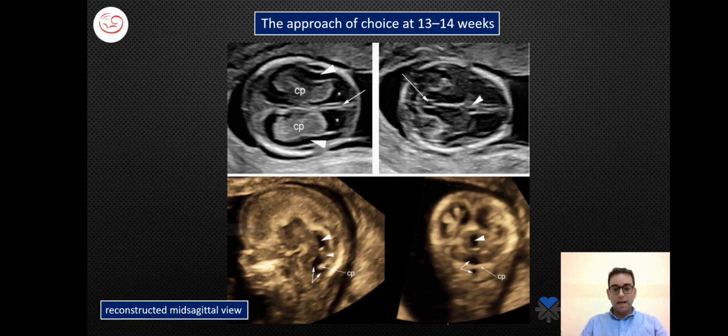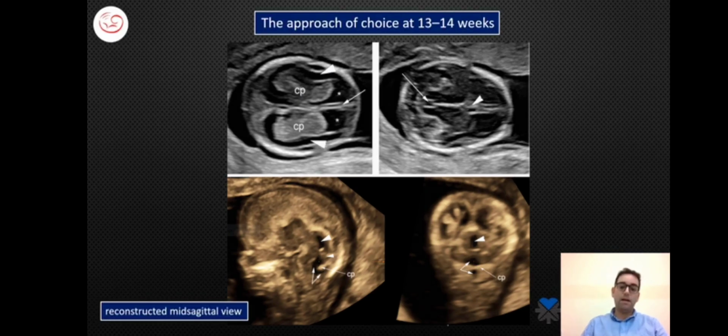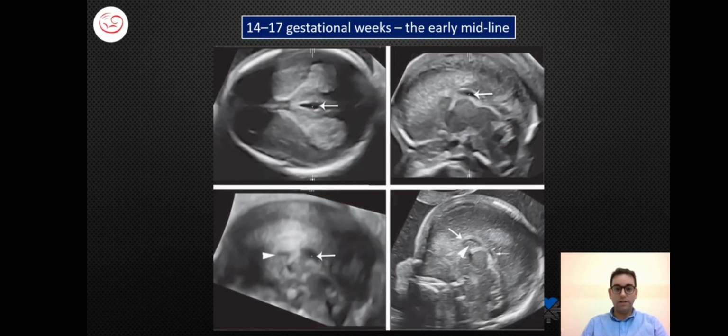And again, you should be able to recognize the cerebellar hemispheres riding on top of the choroid plexus, which is riding on top of the physiologic Blake's pouch and the foramen of Magendie.